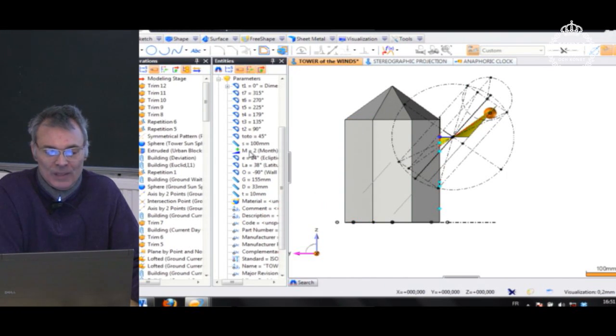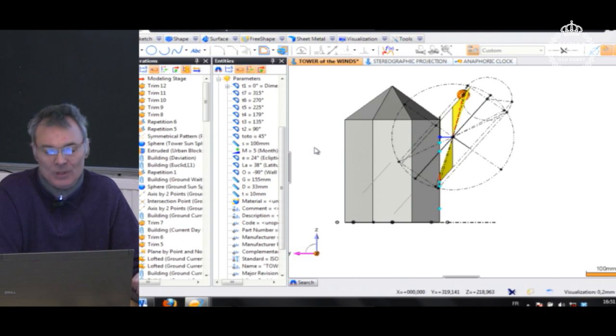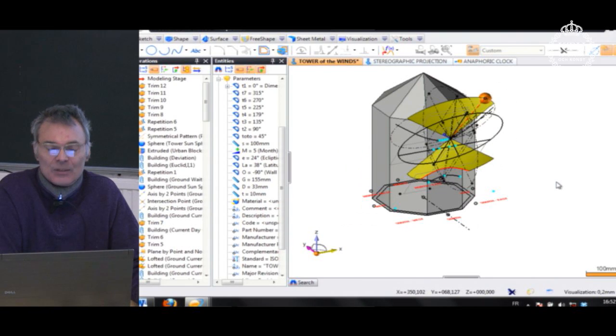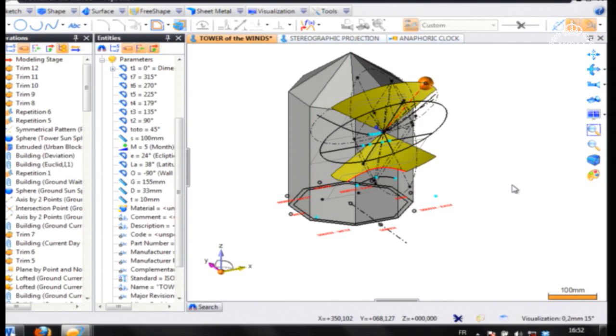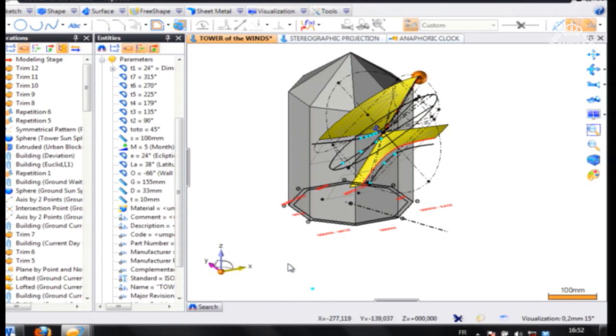But then this has to take into consideration the season. So let's move from February to June, and be aware that this is, of course, in 3D. And then, of course, the same diagram applies to each of the 8 planes of the tower. So we have to change the orientation of the walls in order to fully understand the capacity of variation of this diagram.